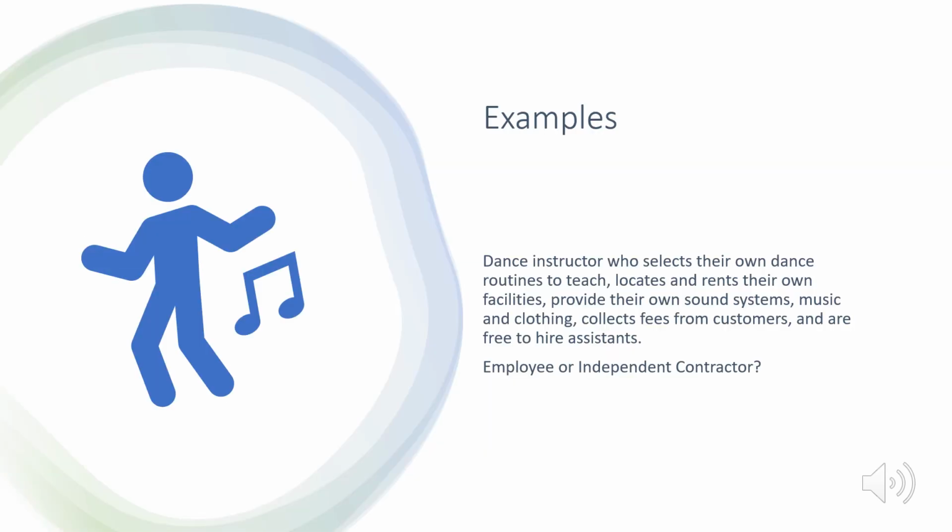So now that we know what the courts look to determine whether a worker is an employee or an independent contractor, I thought we could go through a couple of examples to test our understanding and ensure that we know the differences between an employee and an independent contractor. So starting off, we have a dance instructor who selects their own dance routines to teach, locates and rents their own facilities, provides their own sound systems, music and clothing, collects fees from customers, and is free to hire assistants.